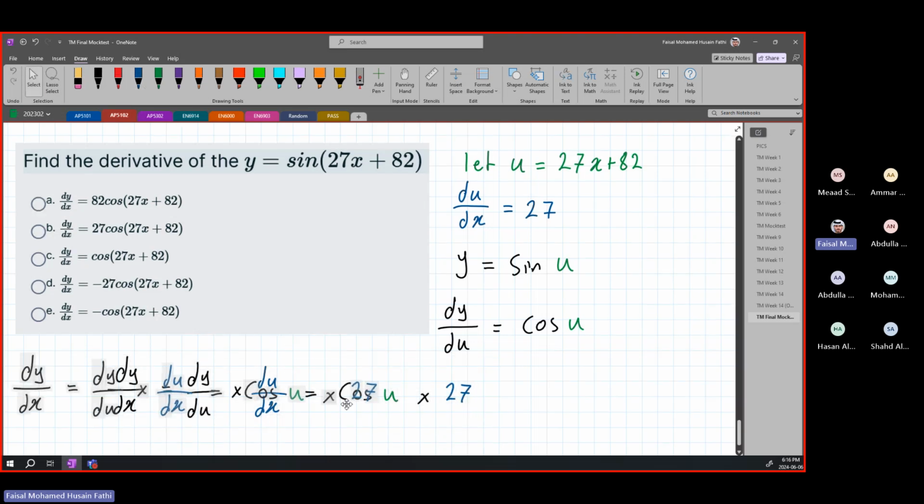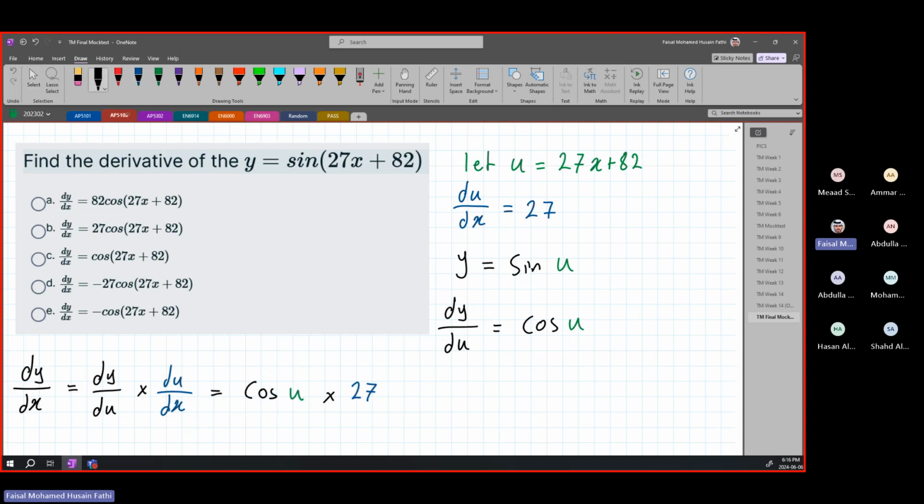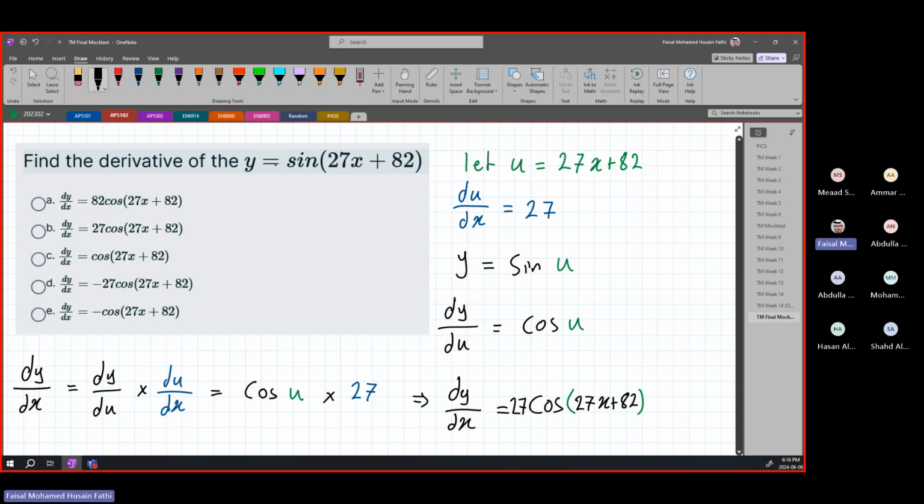Of course, there's one last step now. You need to substitute for u. For dy by dx, it's going to be equal to cosine of u. What is u? u is 27x plus 82, because we want our answer to be in x form. This is our u value. Times 27. We could just put the 27 in the beginning as this is how usually the order is. And this is your final answer: 27 cosine 27x plus 82.